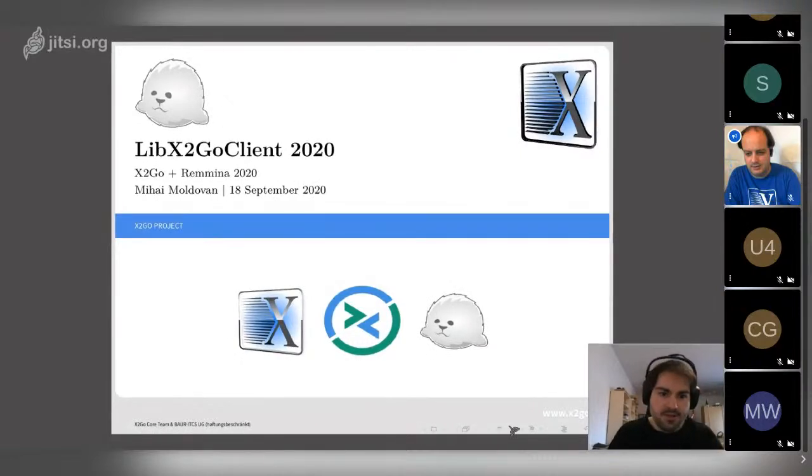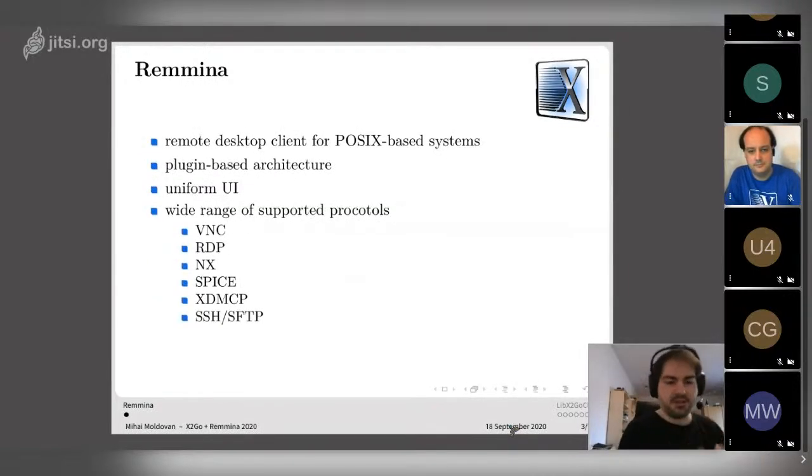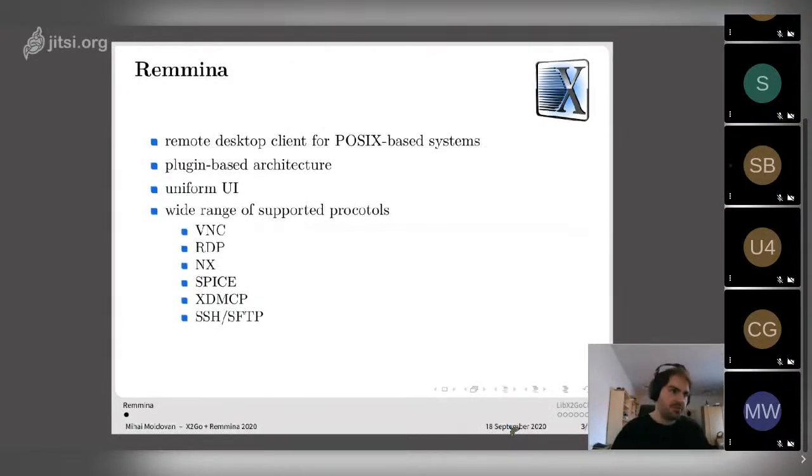Great. Okay, so let me tell you something about Remmina and X2Go integration. Before we start, let's talk about Remmina really quickly. Remmina is a remote desktop client for POSIX-based systems. It's plugin based, so each protocol can be used via a different plugin, but it also has a uniform UI for basically everything you want to do, so you don't have to teach users new concepts when using remote desktop software.